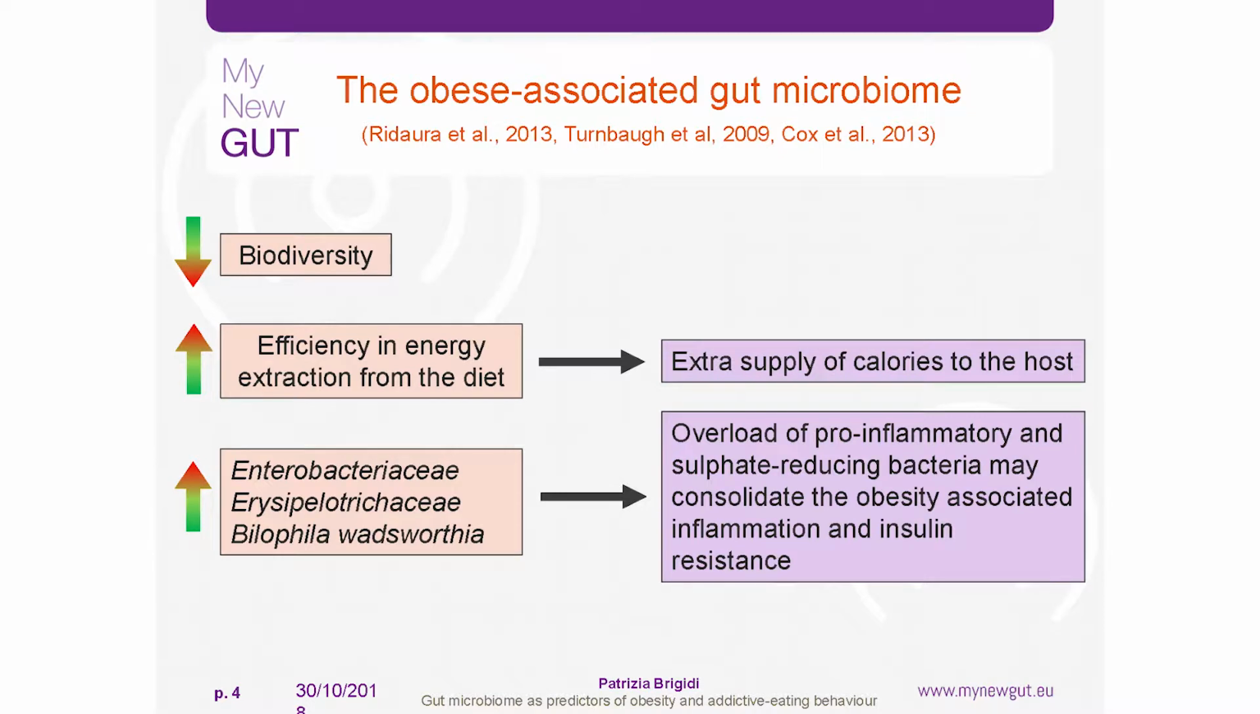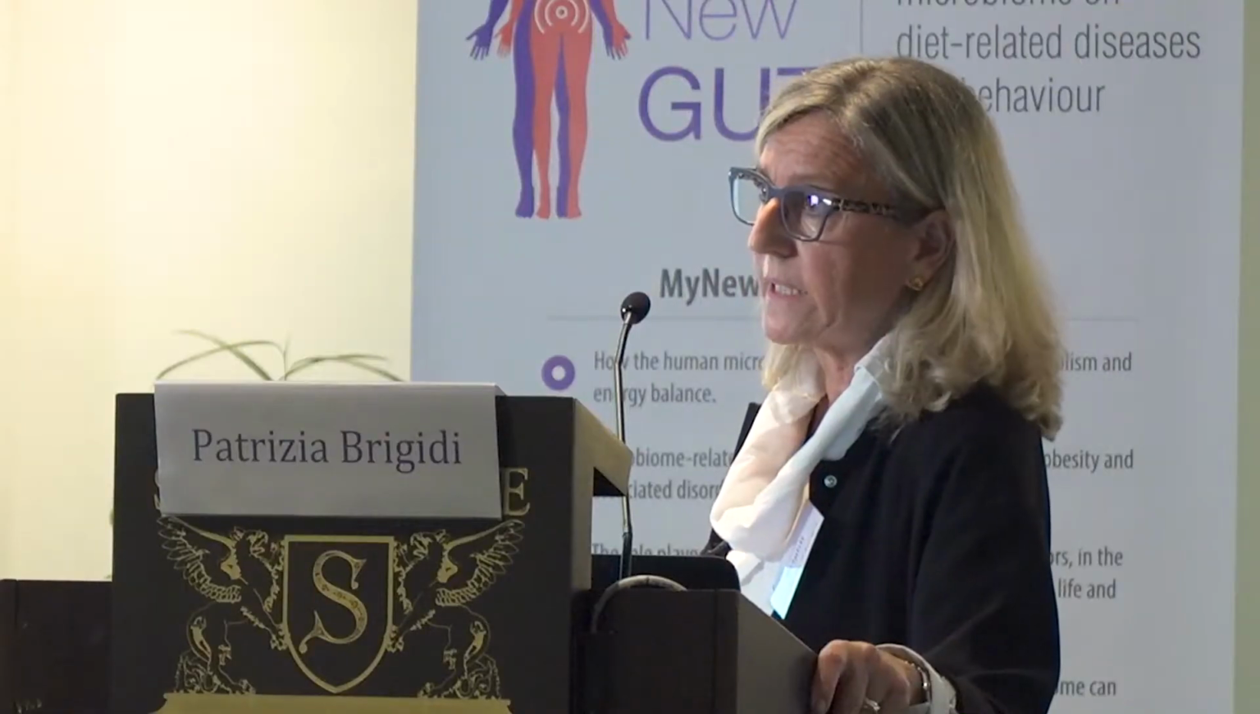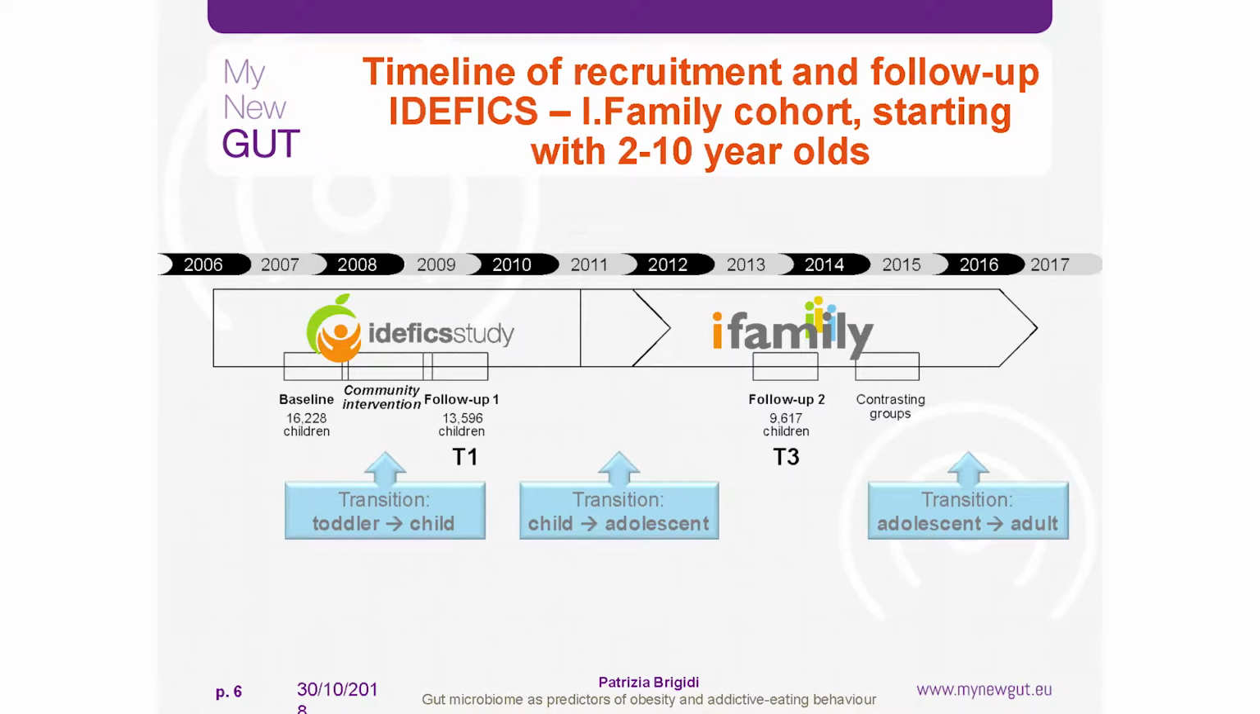So, summarizing, we know that obese people show a low biodiversity, an increased efficiency in extracting energy from diet, and an increase in some specific microbial groups which can sustain inflammation and insulin resistance, which are related to obesity. But still an open question is the possible role of the microbiome in the onset of obesity. What we have done within the MyNewGut project is to exploit two large cohorts of obese subjects, in particular children and women, who were recruited in previous European projects.